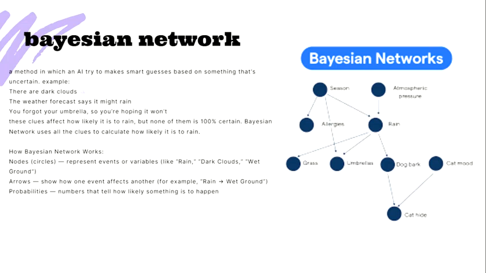How a Bayesian network works. Nodes. It uses nodes to represent events or variables like rain, dark clouds, wet ground. Arrows are used to show how one event affects another. For example, rain: if it rains, then the ground is wet. Probabilities are numbers that show how likely something is to happen.